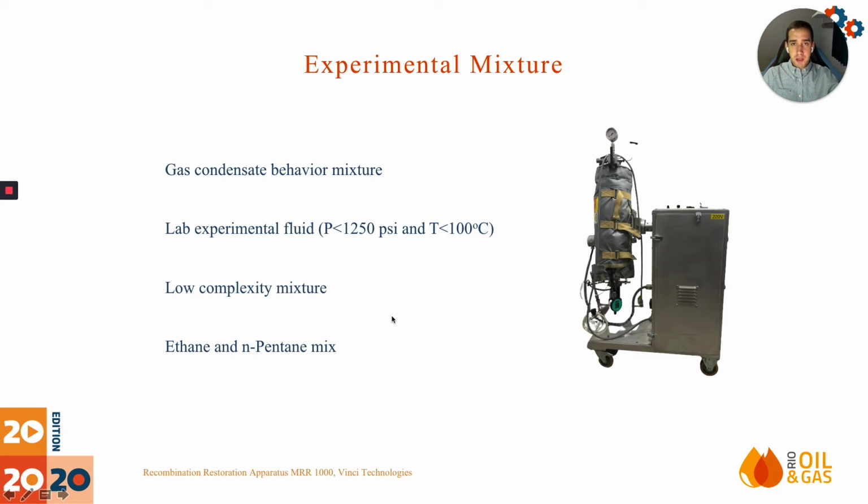So to start, we need to think about the mixture that we are going to use. We need a mixture that has a gas condensate behavior, and since we're going to work in a lab, we need the pressure and the temperature not to be very high, and it is better if it is a low complexity mixture, so we chose ethane and pentane.